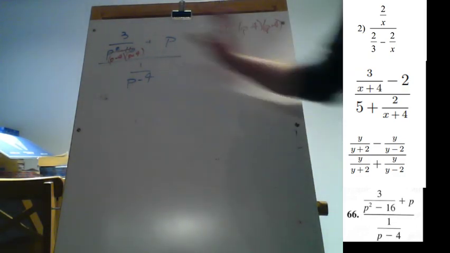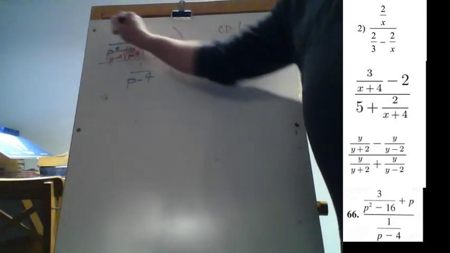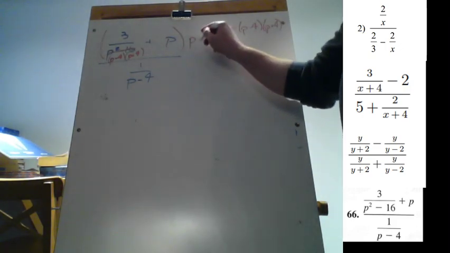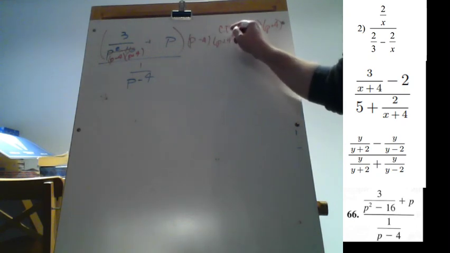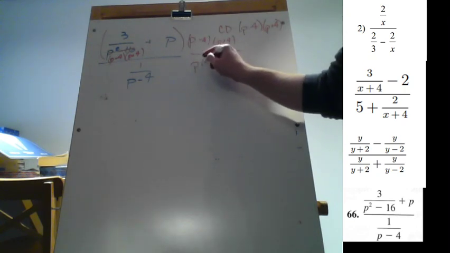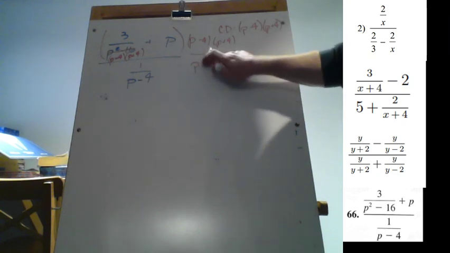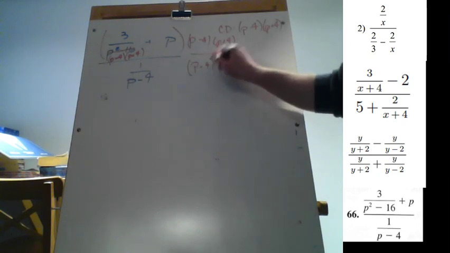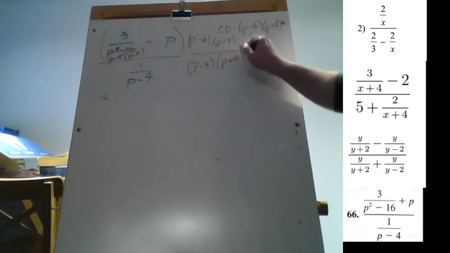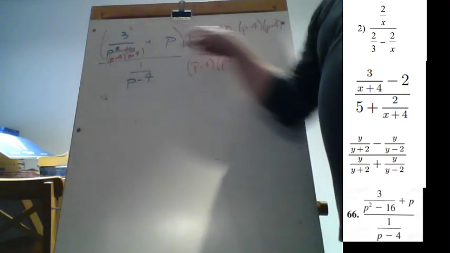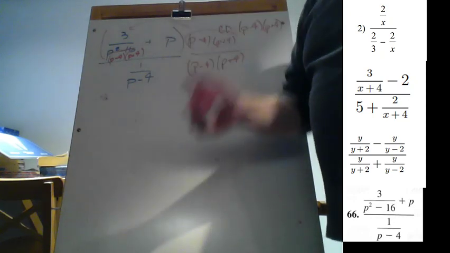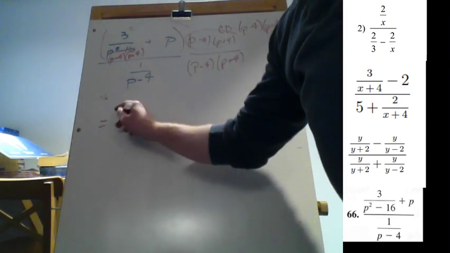So that's what we're going to multiply through all of here. This whole thing is going to get multiplied by p minus 4 times p plus 4. And this whole thing is going to get p minus 4, p plus 4. So when this whole thing goes over here, all of this is going to divide out. It's great. You don't have to write anything down. The numerator just comes along for the ride.